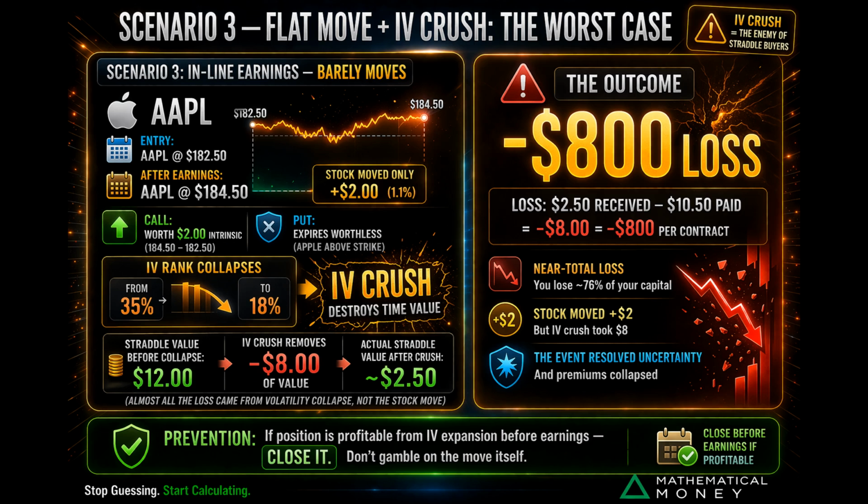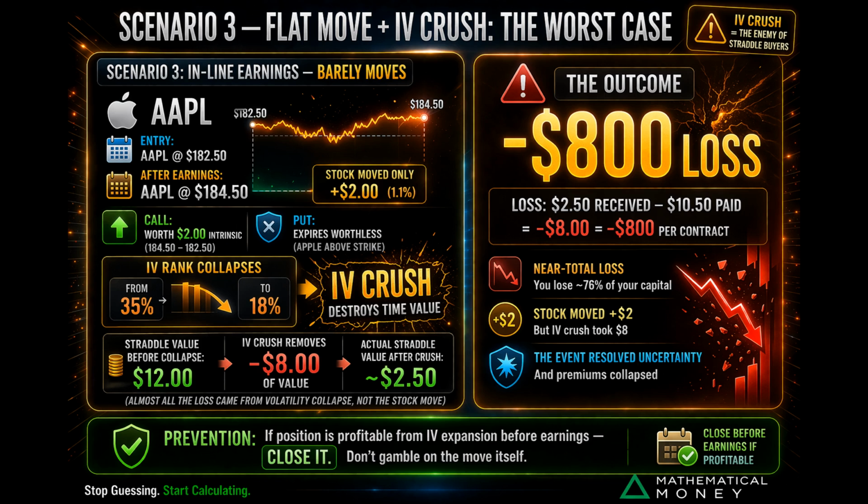IV crush hits immediately after the announcement. Your straddle: the call is worth $150 intrinsic. The put expires worthless. But IV has collapsed from 35 to 18. The call's time value has been destroyed. Total position value, approximately $2. You paid $10.50. Loss, $8.50, $850 per contract.